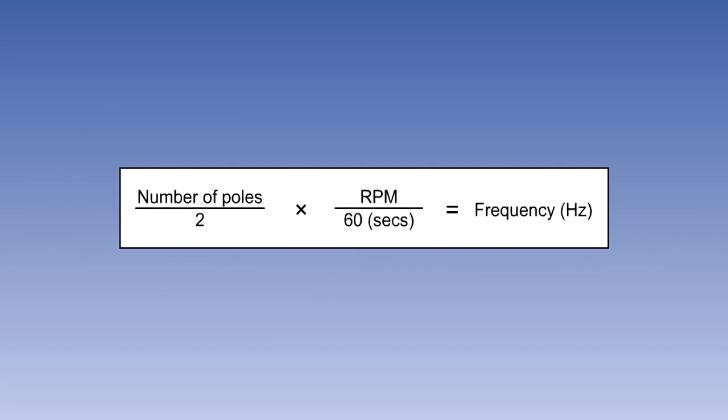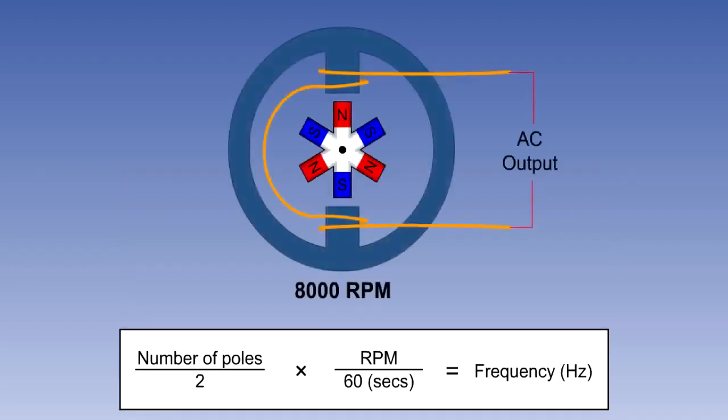The formula for calculating the frequency in hertz of an AC generator is shown on the screen. For example, a 6-pole generator rotating at 8,000 RPM will have an output frequency of 6 divided by 2 multiplied by 8,000 divided by 60, which is 400 Hz. We can see from this that the frequency of an AC generator is dependent on the rotational speed of the rotor and the number of poles in the field.